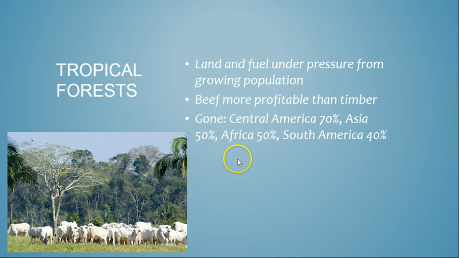Okay, as a matter of fact, Central America has lost somewhere around 70%. Asia has lost about 50%. Africa about 50%, and South America about 40%. Brazil is a huge player in that loss of tropical forest.